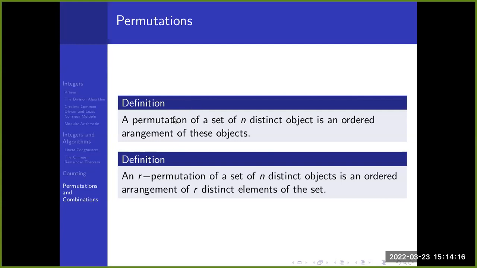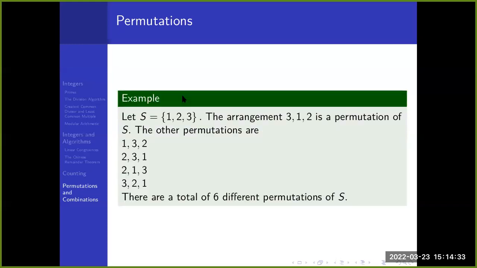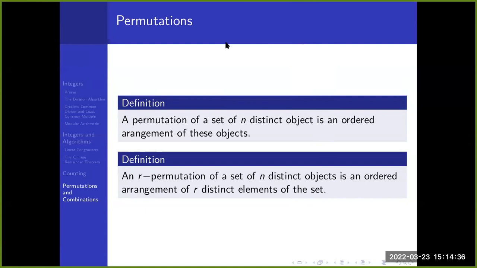So we continue. We define a permutation. A permutation over a set of n distinct objects is simply an ordered arrangement of these objects. We'll be looking at some examples shortly. So what we are defining is a permutation over a set of n distinct objects. It should be objects, I think, not object. It is an ordered arrangement of these objects. So that is one.